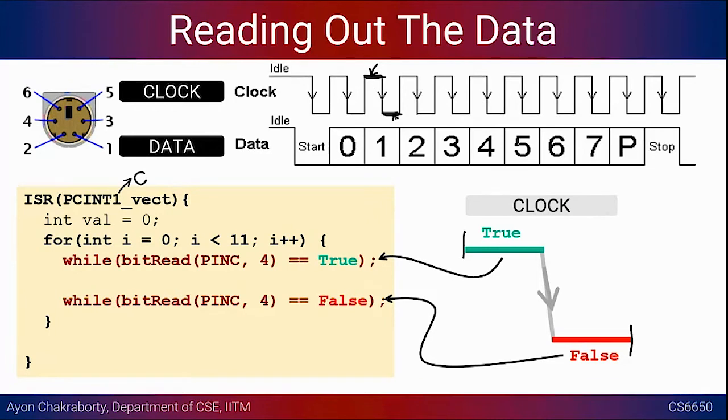This is the time we are waiting for the false state of the clock, and whenever this change happens, the true state expires, and then we immediately go to the false state of the clock. Within that small period of time, we are going to utilize that time and read the value of the particular bit that is present at the data pin at that point in time. So we can simply read.